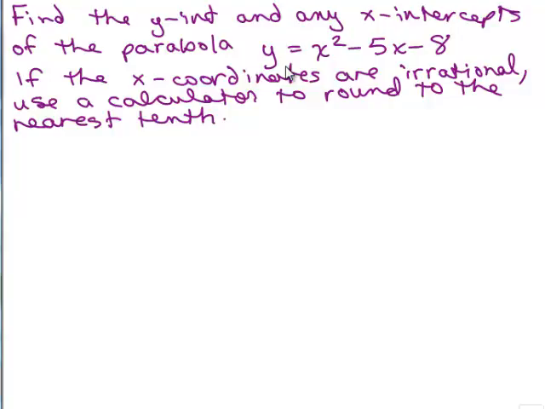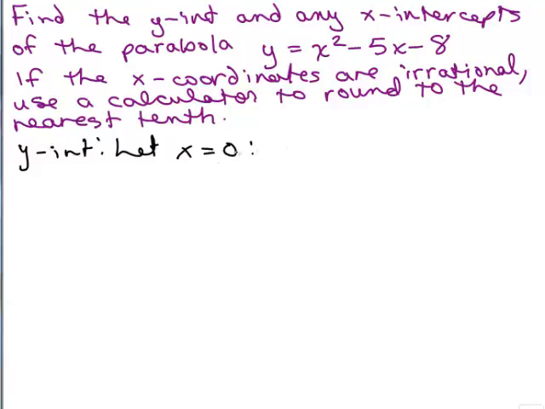We're going to find the y-intercept and any x-intercepts of this parabola, y equals x squared minus 5x minus 8. Now the y-intercept, there's always a y-intercept of a parabola of this form. Remember, to get the y-intercept, we let x equal 0, since every ordered pair on the y-axis has an x-coordinate of 0.